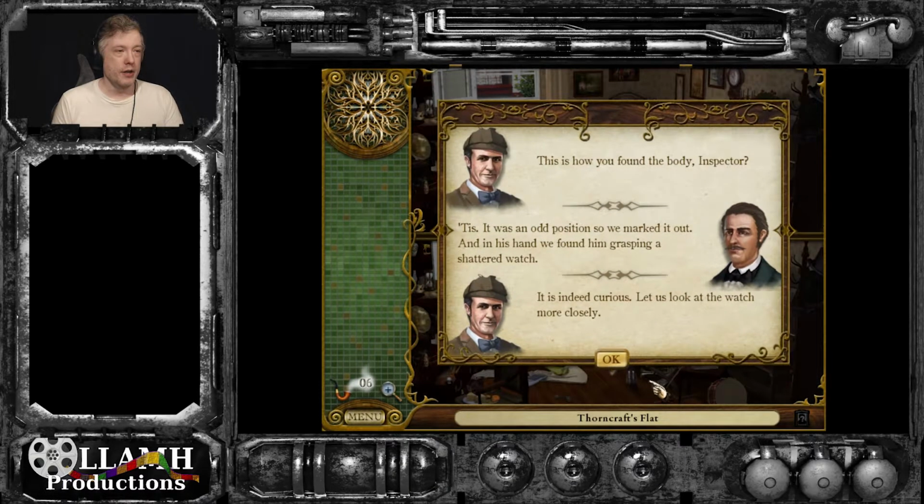This is how you found the body, Inspector. 'Tis. It was an odd position, so we marked it out. And in his hand we found him grasping a shattered watch. It is indeed curious. Let us look at this watch more closely.